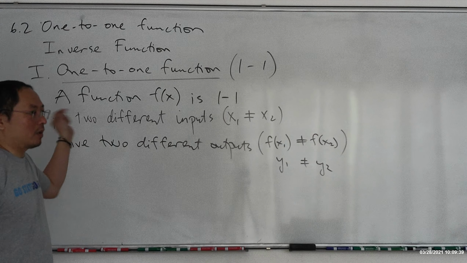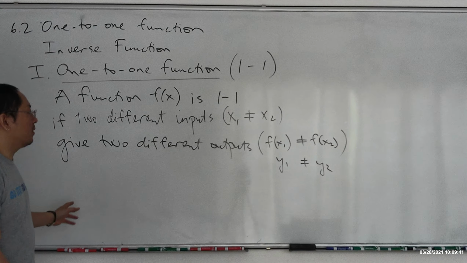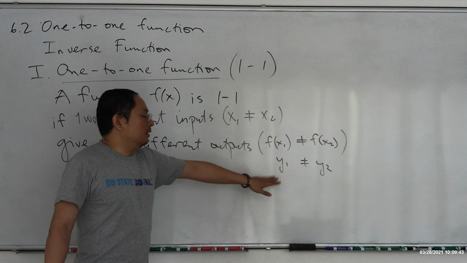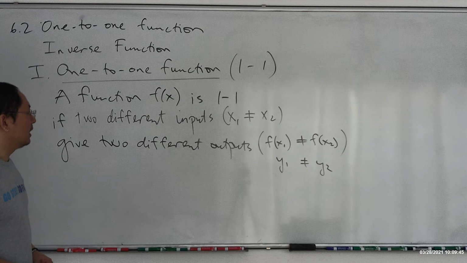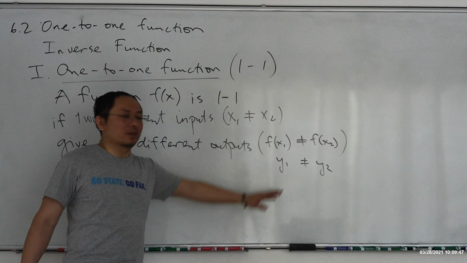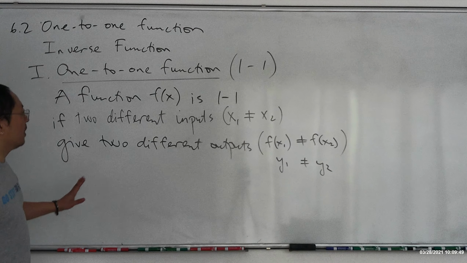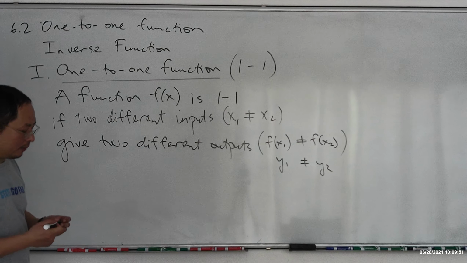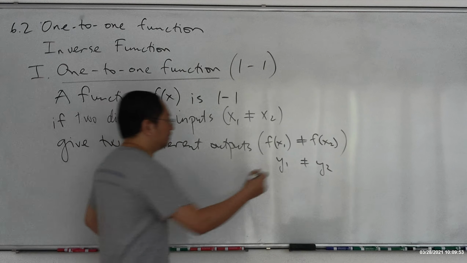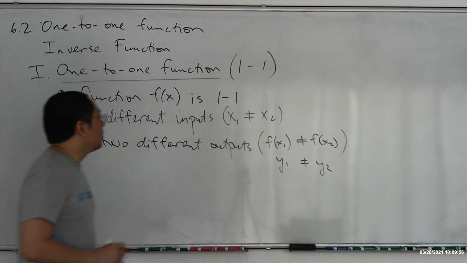One-to-one means what? One in, one out. Never the case of two in and one out. Different thing in, different thing out for sure. Never the case that different things in give you the same thing out. All right, one-to-one. Different inputs give you different outputs. That's all. And this is a one-to-one function.